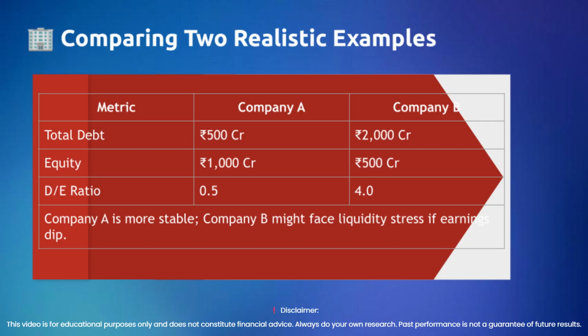Comparing two realistic examples. Metric: Company A, Company B. Total debt: 500 crore rupees, 2,000 crore rupees. Equity: 1,000 crore rupees, 500 crore rupees. D/E ratio: 0.5, 4.0. Conclusion: healthy balance, highly leveraged. Company A is more stable. Company B might face liquidity stress if earnings dip.